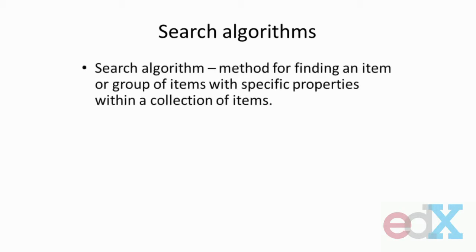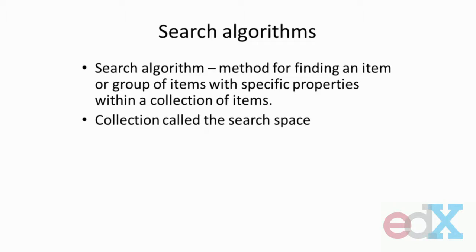So what's a search algorithm? It's a method for finding an item or a group of items with specific properties within a collection of items. It might be a list, and I want to find things that belong in that list with particular properties. It might be a set of other things that are not structured in the same way. Basically, I've got a collection of items, which I call the search space, and I want to know how to very efficiently find something inside of that search space.